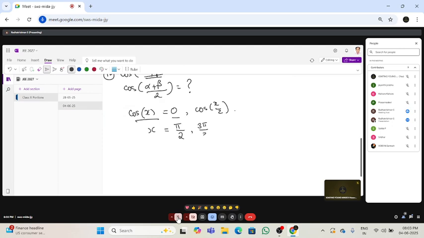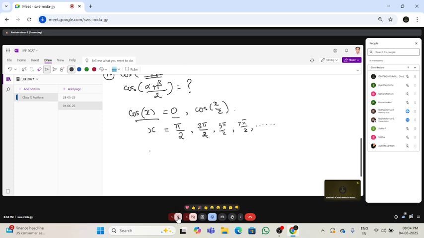So what is cos of 3 pi by 2? That is 270 degree. In terms of degrees, 3 pi by 2 is 270. Cos of 270 is what? That's also 0, right? And similarly, even 5 pi by 2, 7 pi by 2. So all of these values are possible.